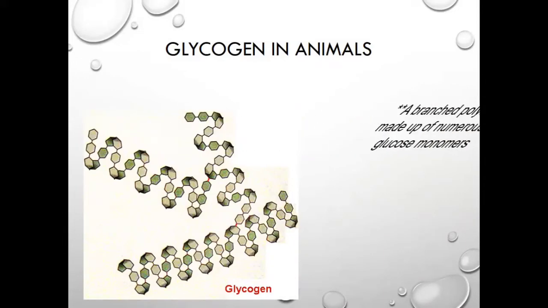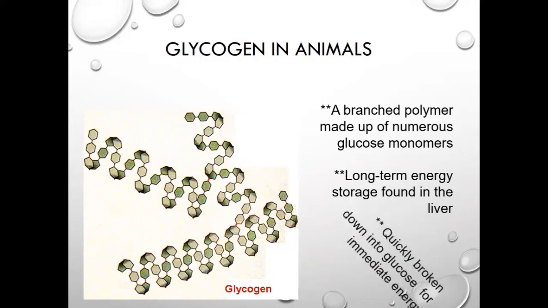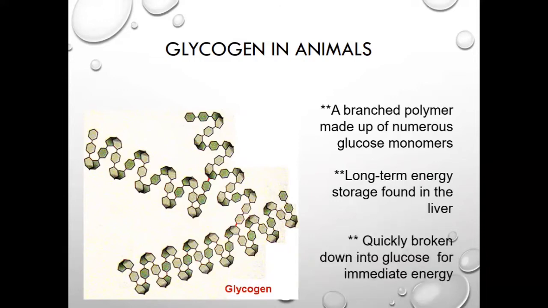Glycogen in animals, a branched polymer made up of numerous glucose or glucose monomers. Long-term energy storage found in the liver and quickly broken down into glucose for immediate energy. So this is a glycogen in animals, how it works and how it looks like.